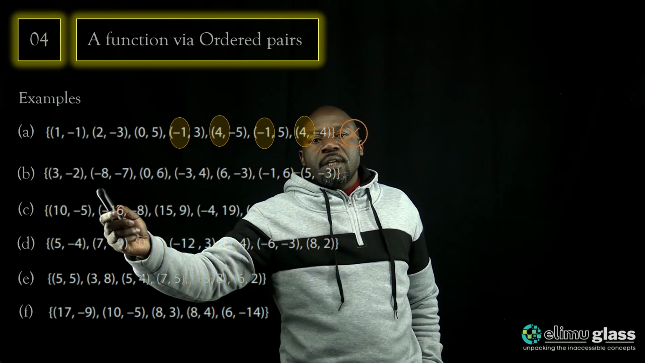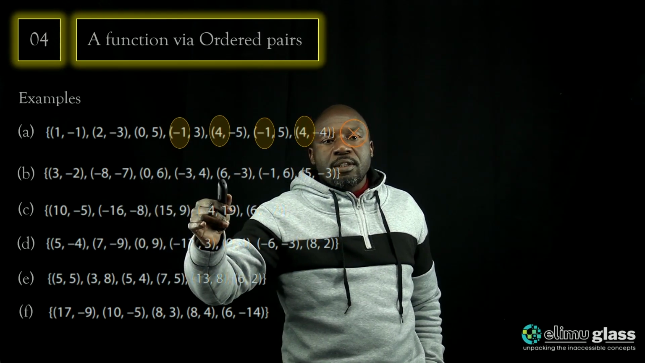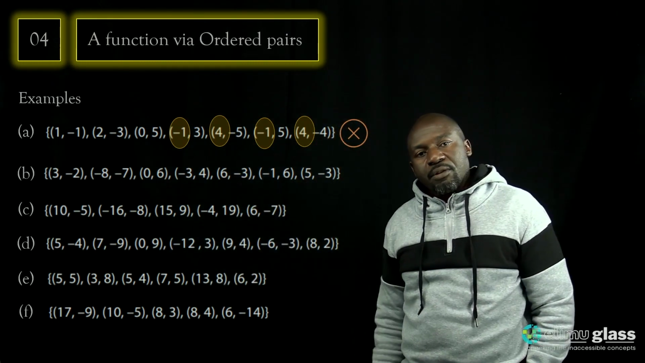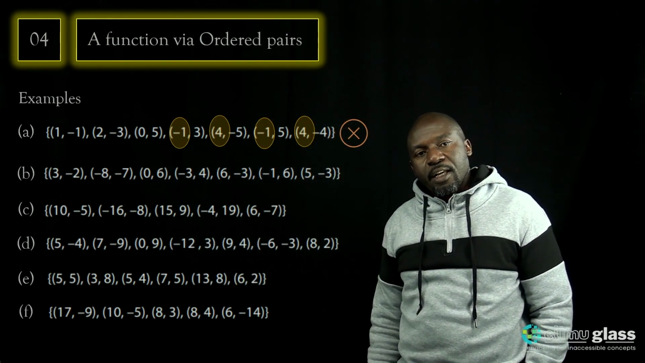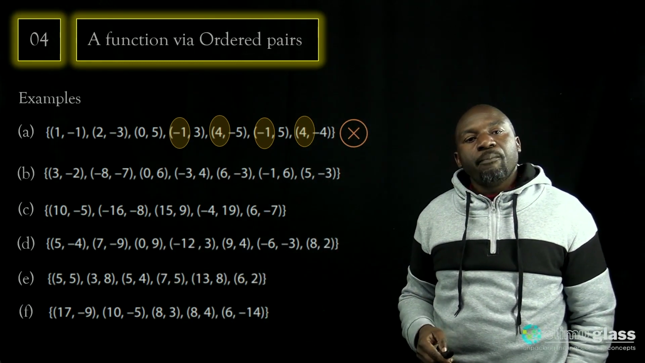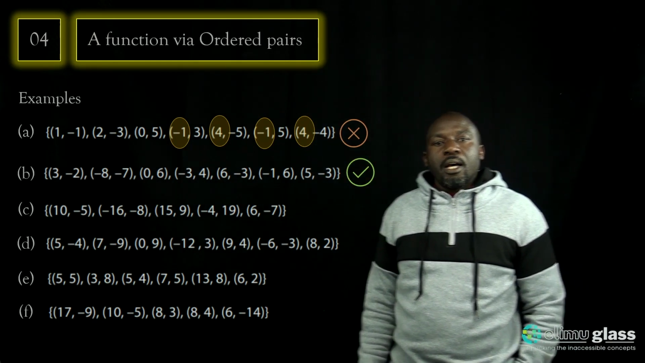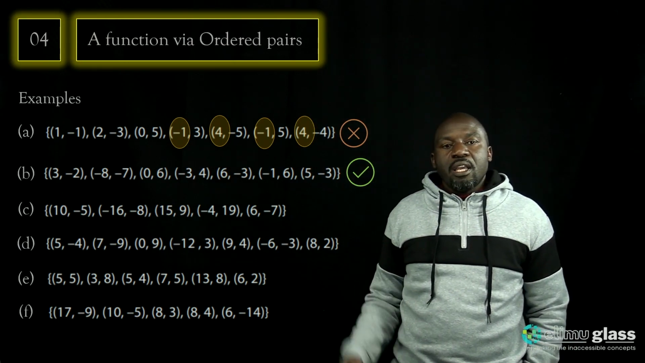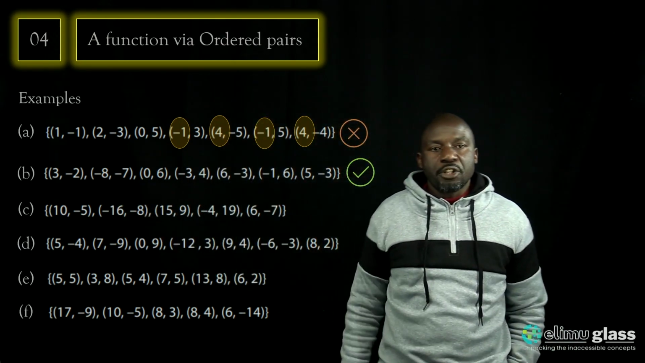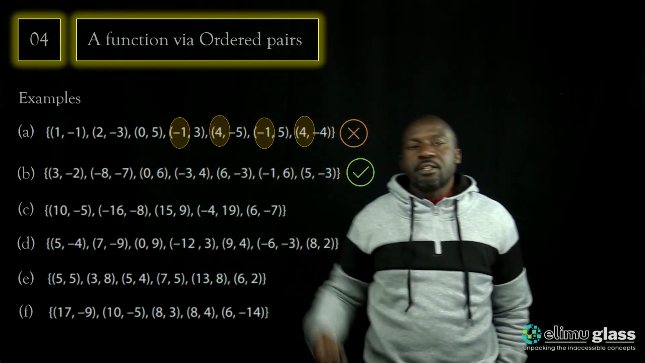That's a 3, -8, 0, -3, 6, -1, and 5. I don't see anything repeated there. You can check it again, but the values of x appear to be all different, and because of that, b is a function. Okay, let's go to C. So remember, if a value of x does not repeat itself, we know it is a function. If values of x repeat themselves along the line, we know it's not a function.